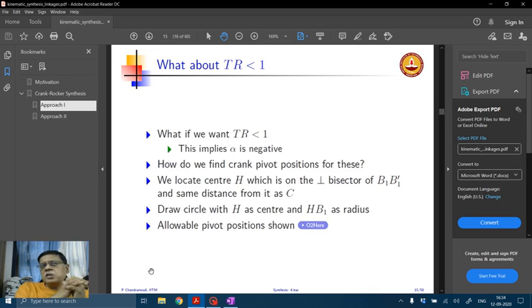So it turns out that this particular case is for TR greater than 1. And now what if we want TR less than 1? This is a case where alpha is negative. Now how do we find the crank positions for these? So what we do is we basically reflect this center C that we saw, which is the center of that circle on which O2 is moving. We reflect it about B1 B1 dash by drawing the perpendicular bisector, and the center H basically of a circle, and here is what we will see.